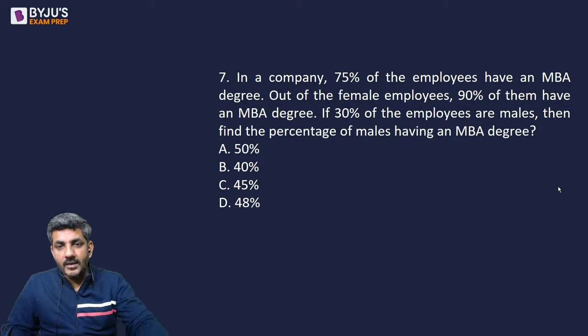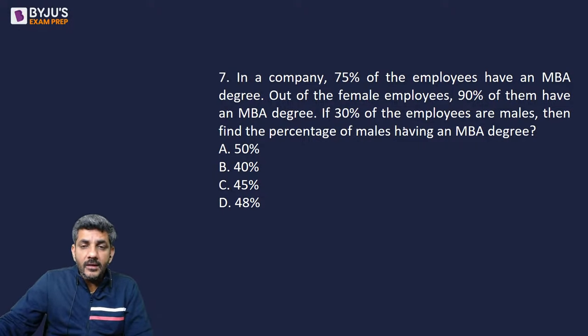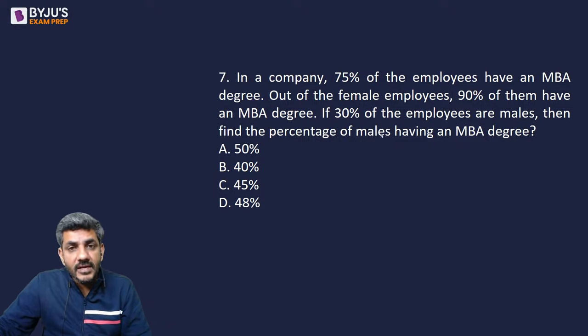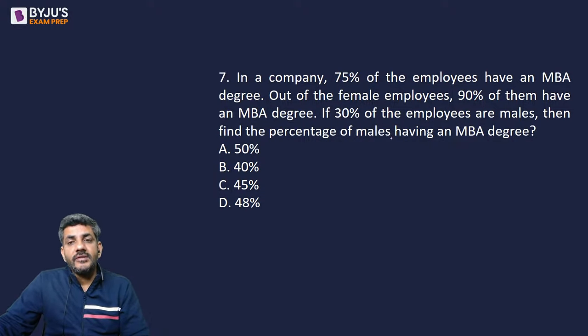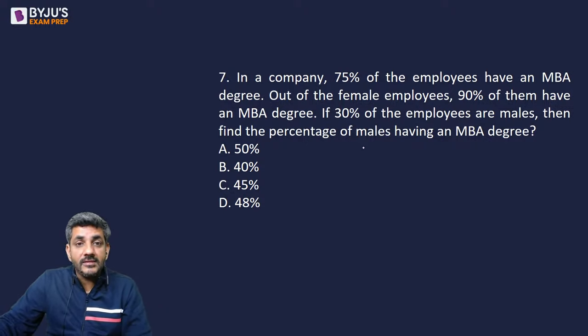करना शुरू करते हैं. It says in a company, 75% of the employees have an MBA degree. Out of the female employees, 90% have an MBA degree. 30% of the employees are males. Then find the percentage of males having an MBA degree. That's what the question is asking you. ठीक है? Though you can use allegation as well in this question.